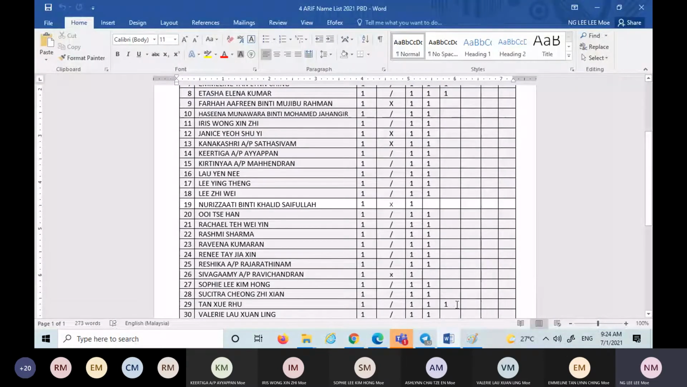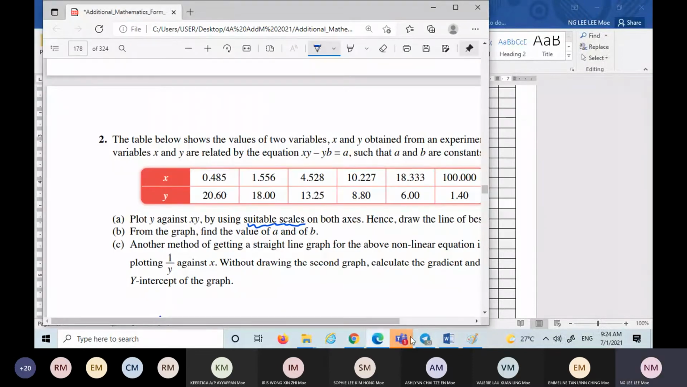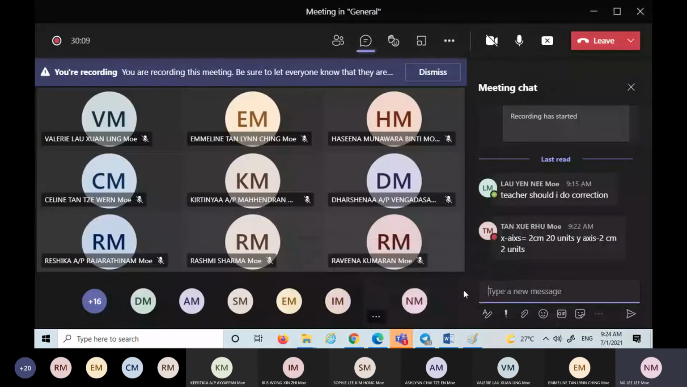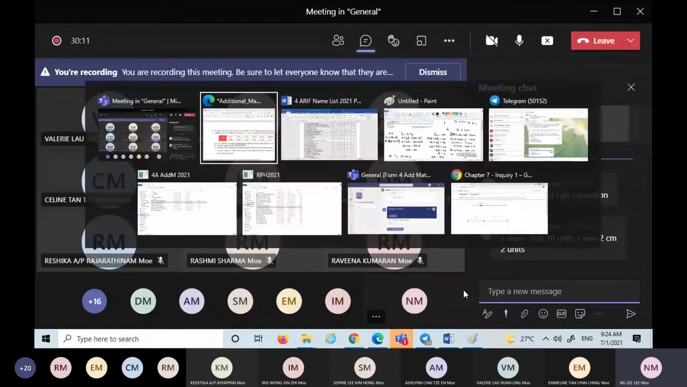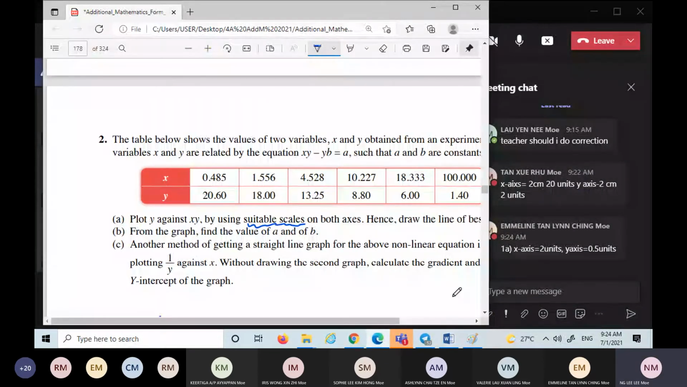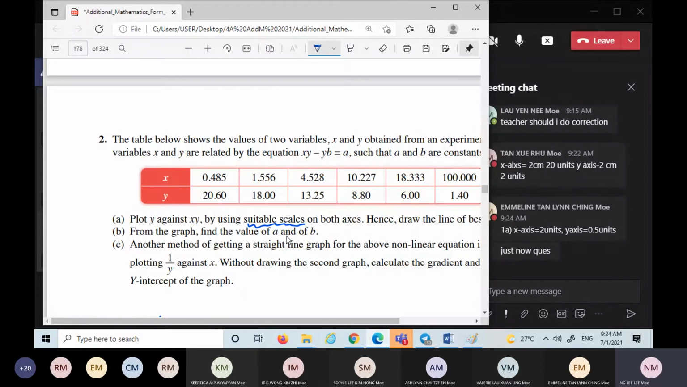Okay, Cheryl. If I want to give you the 1 mark, you go here already. Come, question number 2. Okay, Emily say 1A. 2 units and 0.5. Eh? How come the difference can be so big? One using 20, one using 2.